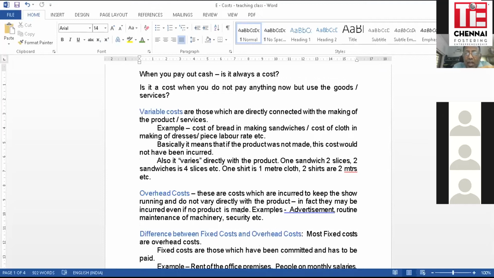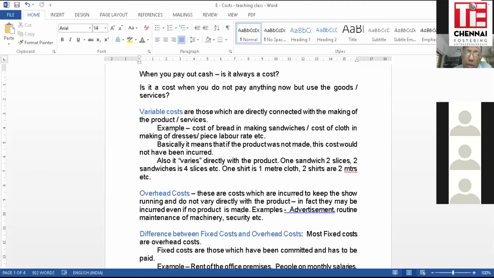So I'm giving an example of a thing. If you make sandwiches, and that's going to be my popular example right through. The cost of bread in making sandwiches is a variable cost. And we'll come to this later when you look at break-even. Or the cost of cloth in making of dresses. Or these days when masks are getting made, you might pay somebody so much for a mask. That becomes your variable cost. Means if the product was not made, this cost is not incurred.